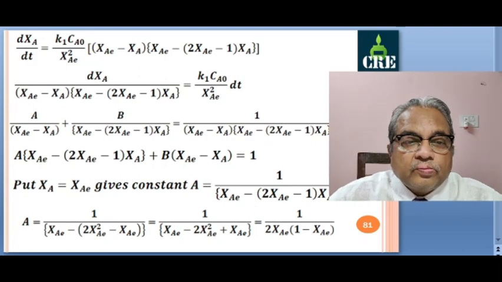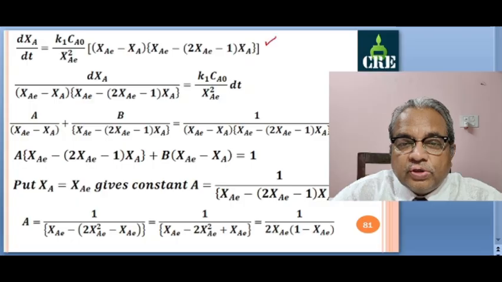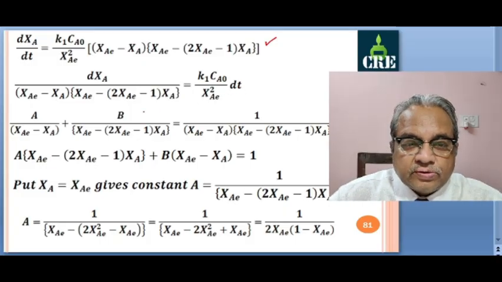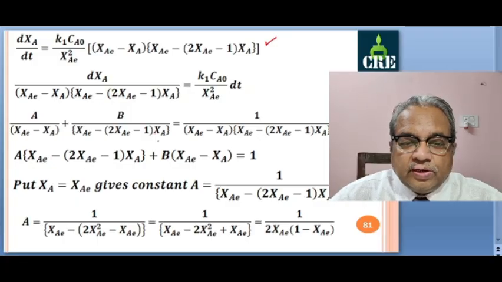and write this same equation I have reproduced here, dXA by this complete term in the denominator, k1 CA0 divided by XA squared into dt on this side. We have to integrate this. So this we will split into partial fractions: A by (XAe minus XA), B by this bracket term (XAe minus (2XAe minus 1) into XA).